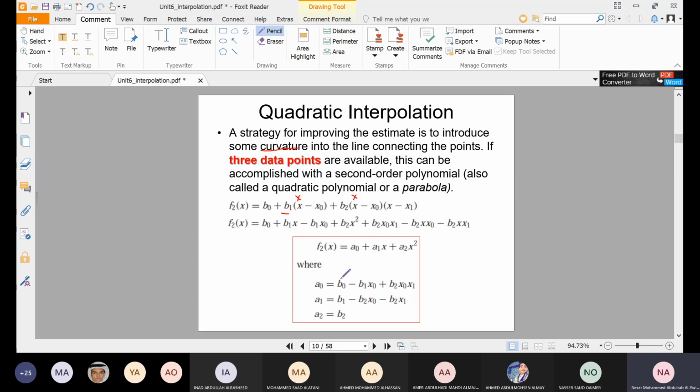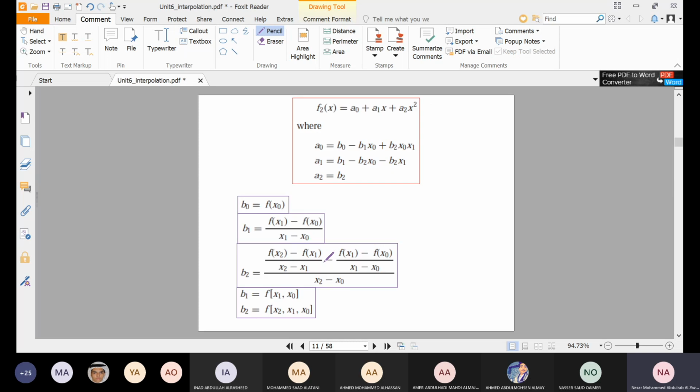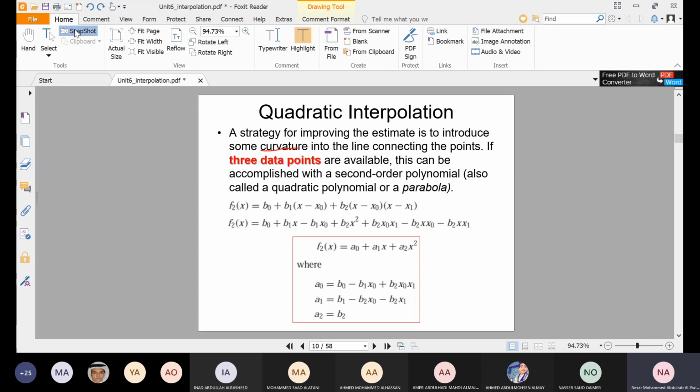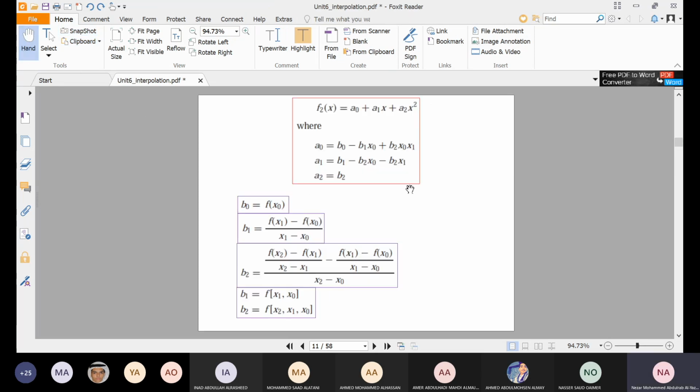But usually there is no need to know the derivation here. We need to use the form that we need. So let's take this one. I want to show you this one because I need this equation here. I will cut this one, and after that I will paste it here. Okay, so this f sub 2 of x is denoted as the second order interpolation polynomial.